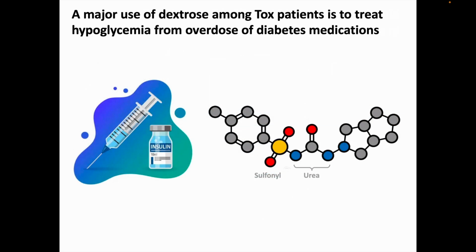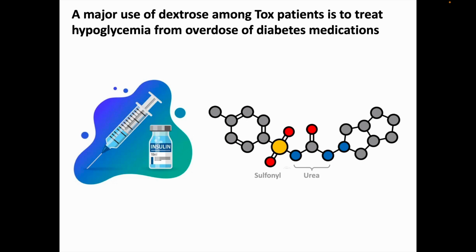Of course, a major use of dextrose among tox patients is to treat hypoglycemia resulting from overdose of medications to treat diabetes mellitus. Insulin toxicity happens quite a lot, and a typical history is that a patient with insulin-dependent diabetes takes their insulin, but either forgets to eat or maybe they're having nausea and vomiting and can't eat, then sometime later they get dizzy and sweaty and maybe pass out or have a seizure.